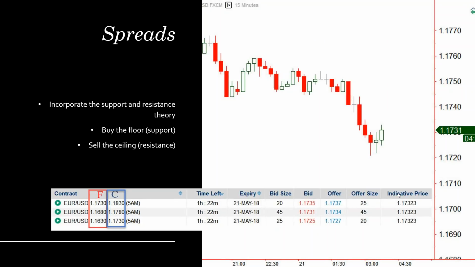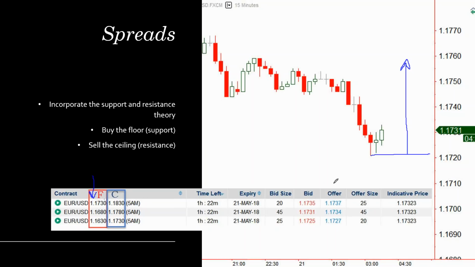So in this case, if you believed that the market would go up from this low, okay, you would want to buy, okay, because your belief is that the market will go up. Again, you would look at the floor because the floor is the support area, okay?